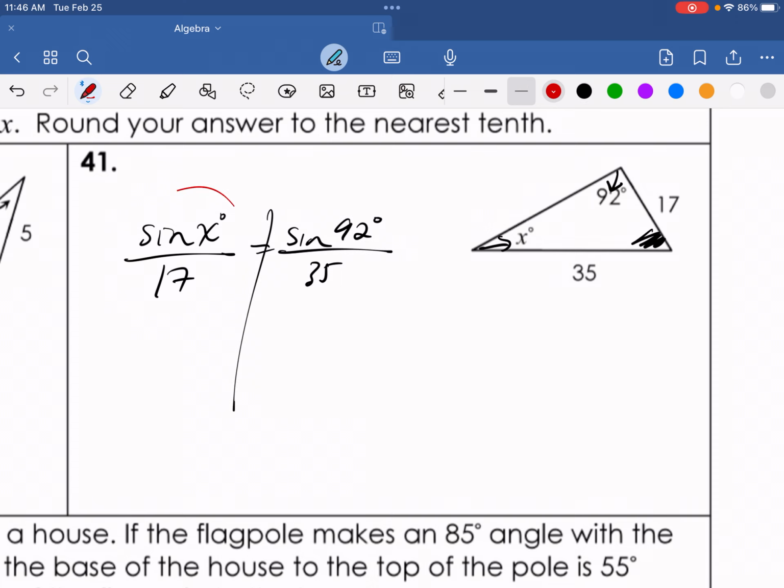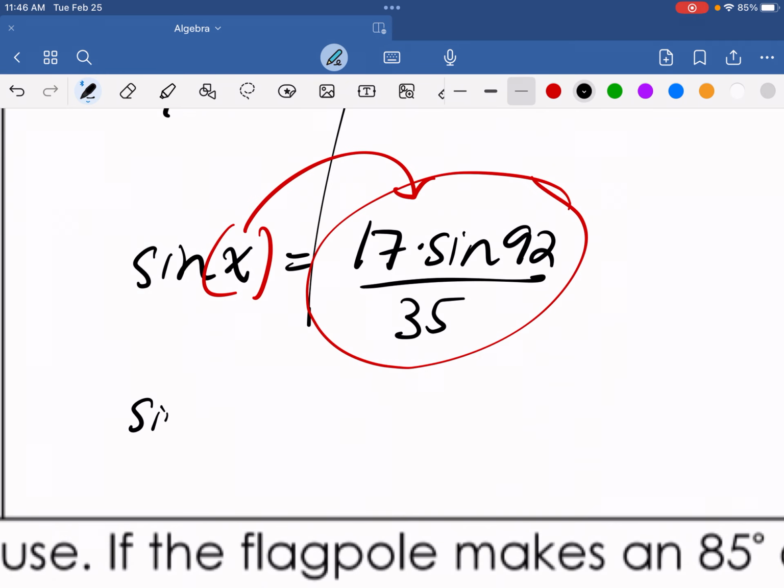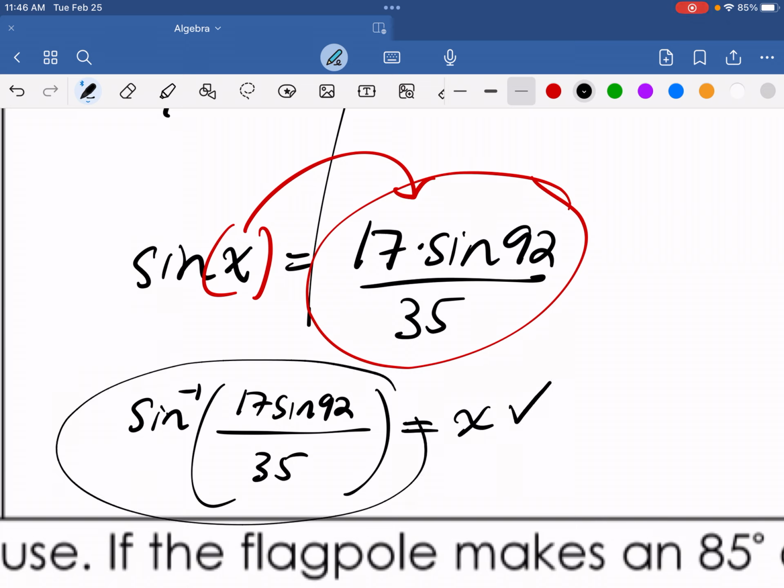Solve for x. Okay, x is on this side. First we move the 17. It says divide, so you multiply. And it's going to multiply to the top. So now you have left sine of x degrees. I like to put the 17 to the front. 17 times sine of 92 over 35. Now, how do you get x by itself? It is not multiplying by sine, it is a part of sine. So you need to do sine inverse. We are going to switch with everything on the right. So now it's going to be sine inverse of all of that, 17 sine 92 over 35. Sine inverse and regular sine cancel, and it equals x. So now x is by itself, all of this goes in the calculator.